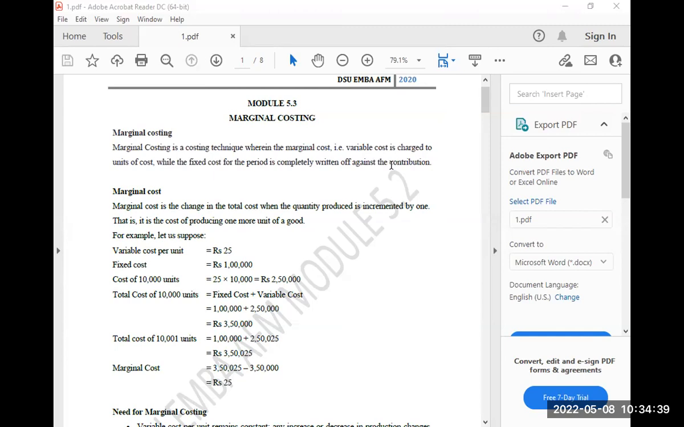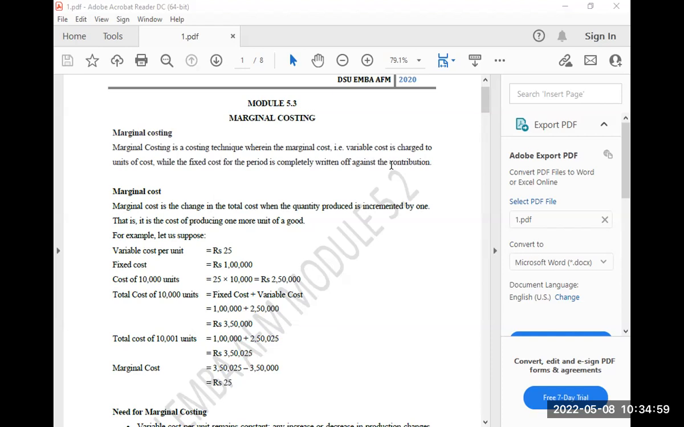Okay, there are many tools available. Standard costing is one of the tools. Variance analysis, ABC costing, activity-based costing, and better control costing. So many costing techniques are available to have control over the cost. One among them is marginal costing.